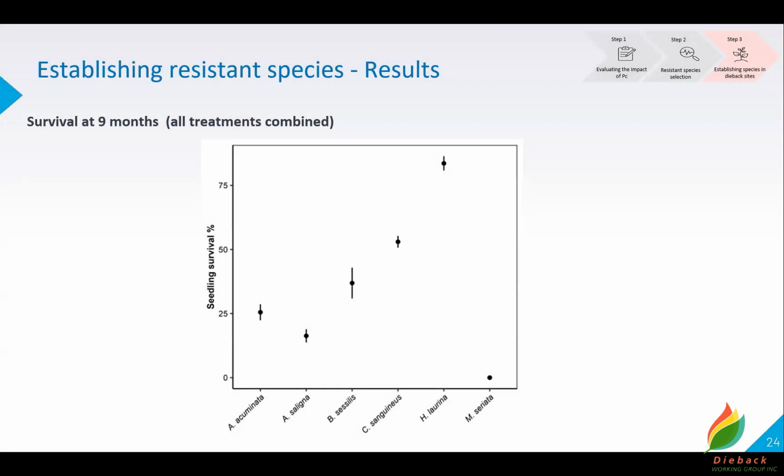Talking about the survival of these emerged seedlings, I monitored their survival up to 9 months. When all treatments are combined, the highest seedling survival was obtained in Hakea laurina, followed by Calothamnus sanguineus. Unfortunately, none of the Melaleuca seriata survived during the summer drought, probably due to their very small seedling size.